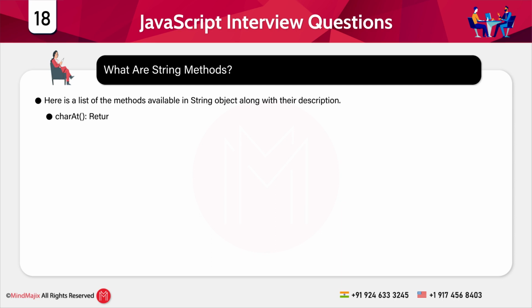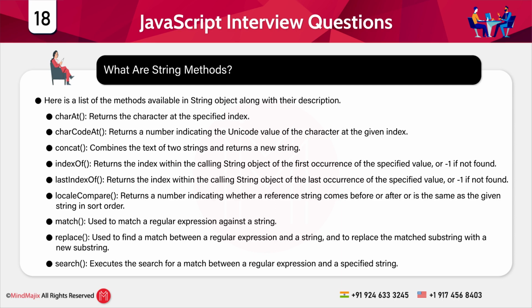Various string methods are charAt, it returns the character at the specified index. charCodeAt, it returns a number indicating the Unicode value of the character at the given index. concat, it combines two strings and returns a new string. indexOf function, it returns the index within the calling string object of the first occurrence of the specified value, or -1 if not found. If the index is not found, then it returns -1. Otherwise, it returns the index value for that character. lastIndexOf, it returns the index within the calling string object of the last occurrence of the specified value, or -1 if not found.